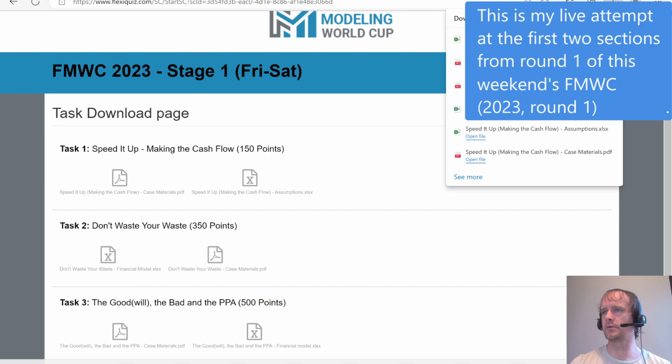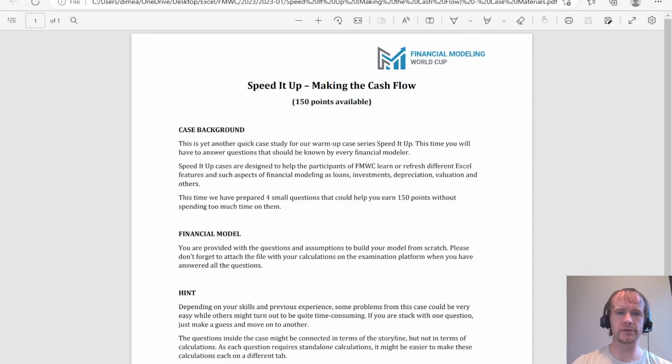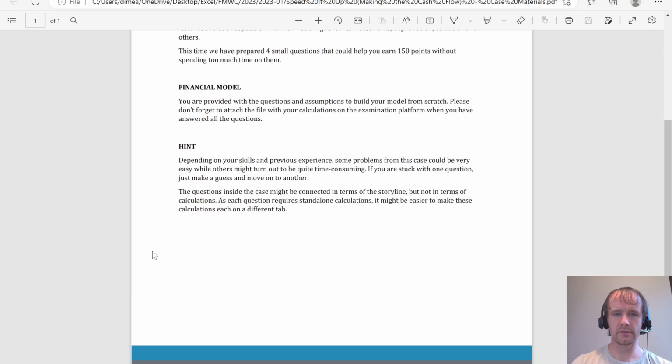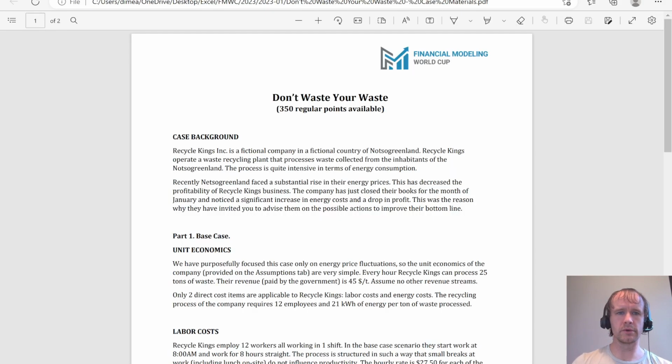First thing I do always is make a copy of all the financial models so that I have a clean one to work in. The second thing I'm going to do is just check the write-up. It's usually just a thing saying questions are in the questions, and it is indeed the same here. So I'm going to print the other two, the instructions for don't waste your waste and goodwill.